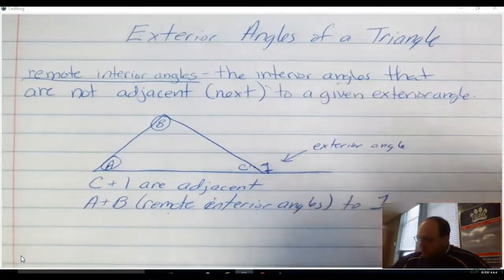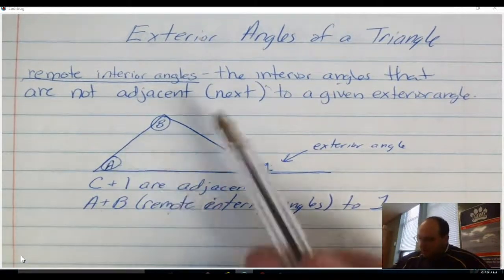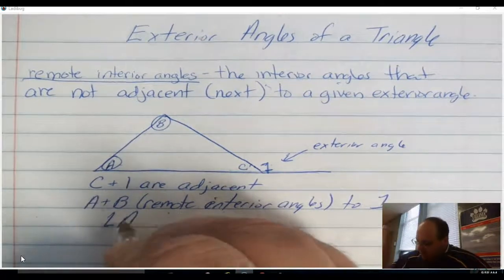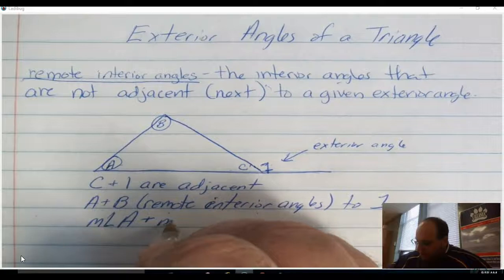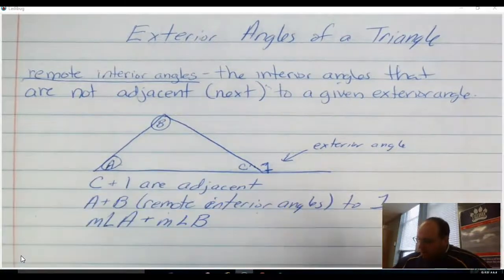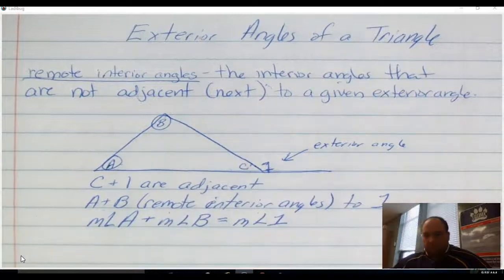Okay? So what we know is this. We know that if we take the measure of angle A, and we add that to the measure of angle B, we will get the measure of angle 1.